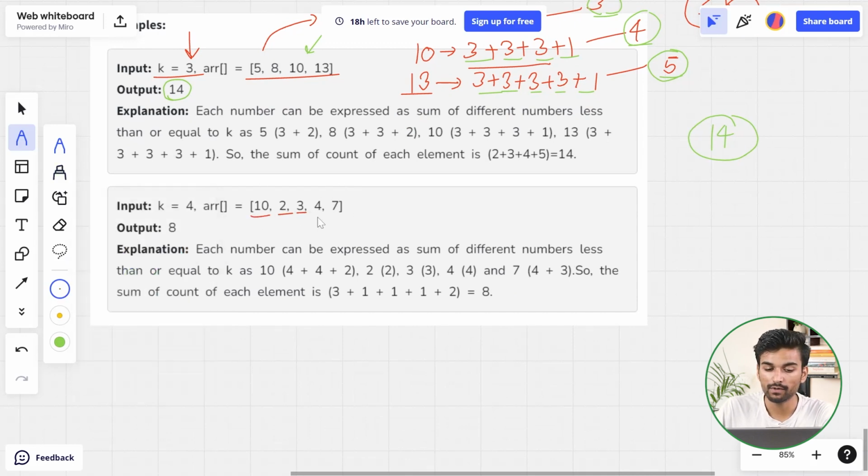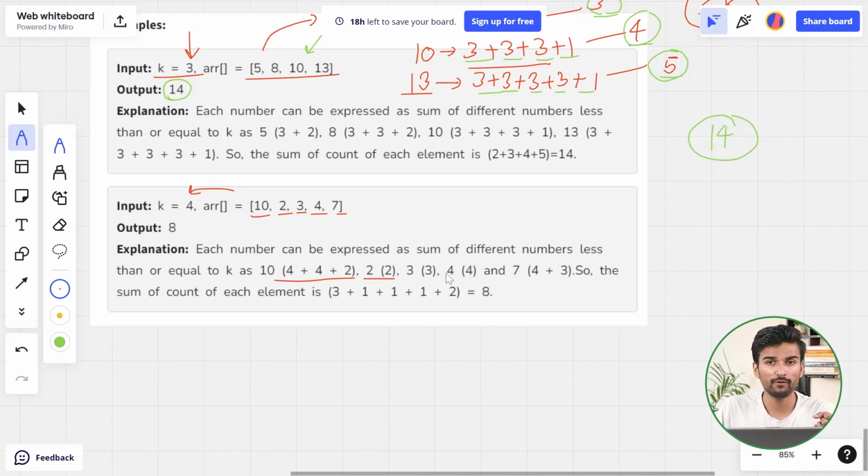So 10, 2, 3, 4, 7, and the threshold value k is 4. Each number can be expressed as a sum of different numbers less than or equal to k. So we are dividing 10 as 4, 4, 2. So 4 is less than or equal to k, right? And we can divide 2 in only one part because it is already less than or equal to k.